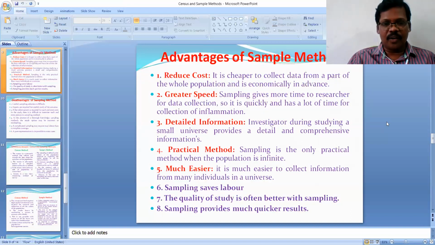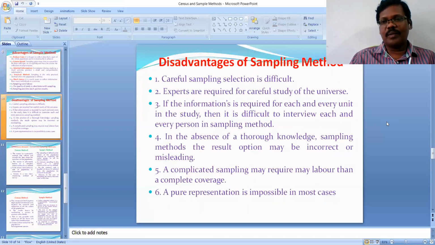More manpower is not required here; less manpower is sufficient. And the quality of the study is often better with sampling. Even the quality of the research will get much better through this sampling method. Sampling also provides much quicker results. Immediately we can get the result from this sampling method.